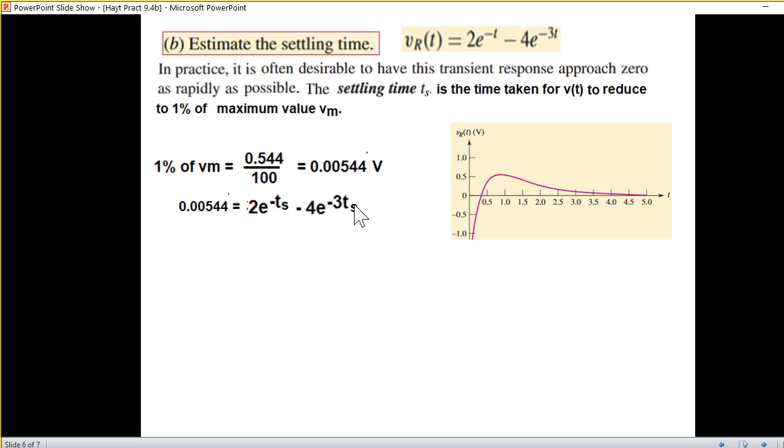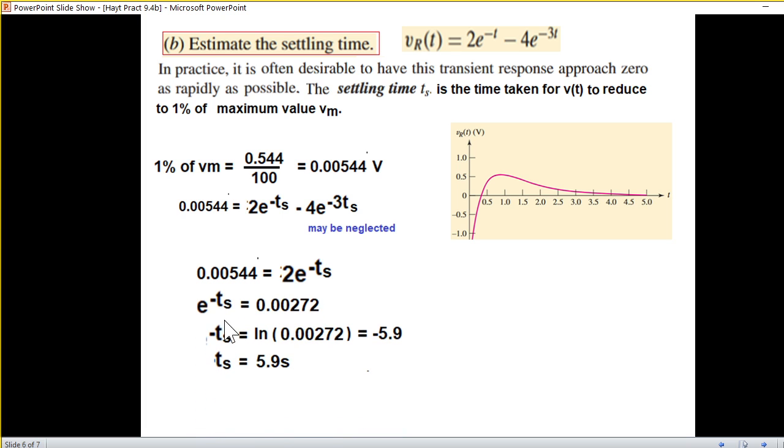So I'm writing Ts. And since this is very small compared to this one, this can be neglected. And from here, we'll calculate e^(Ts), and then Ts will be 5.9 seconds. So you can see this is 5.0. So this is the point, somewhere here, where it will be 1% of the maximum value. So this is the part B answer. And in the book also this has been given, 5.9 seconds.